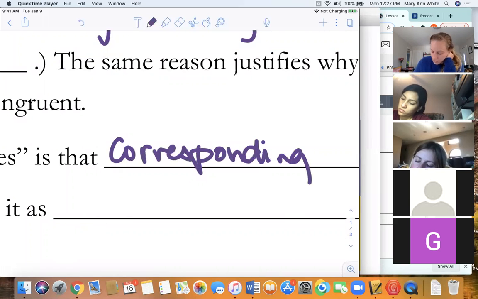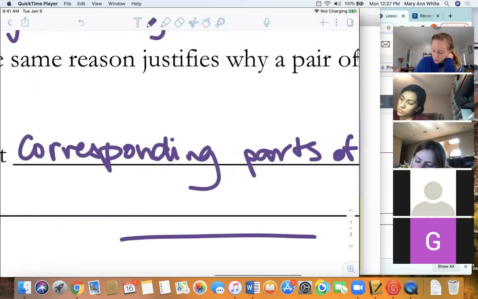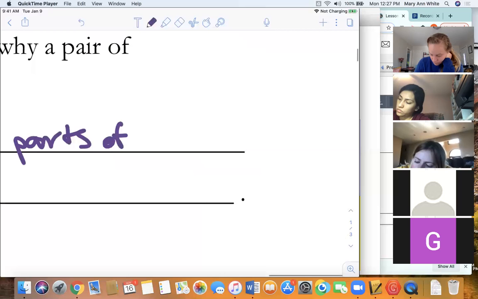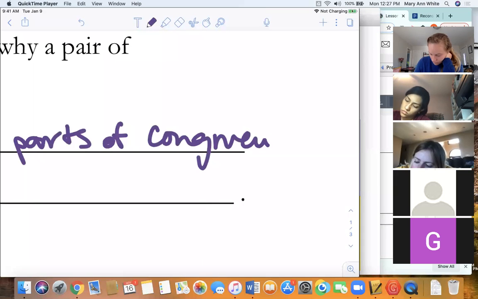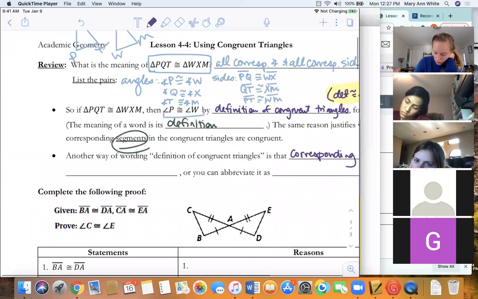Corresponding parts of congruent triangles are congruent.